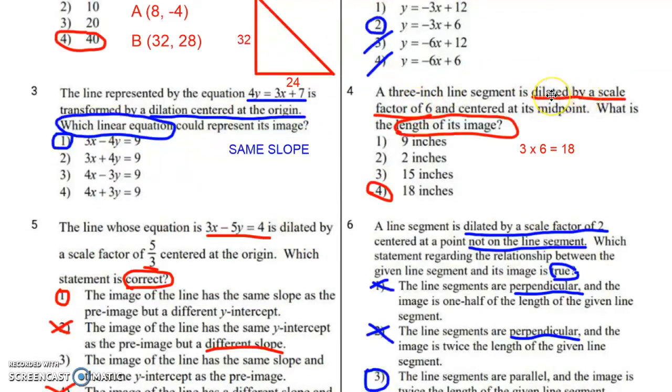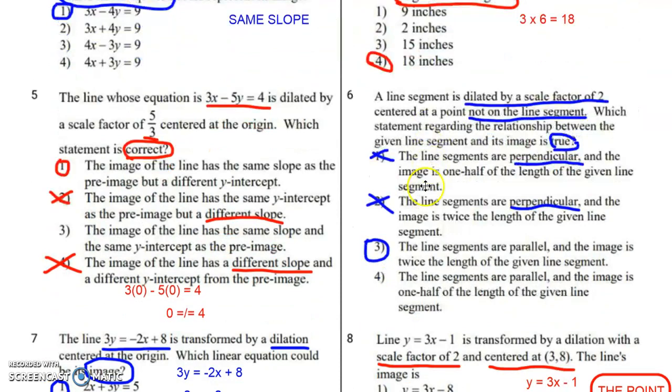This one, it tells us the dilation is by a scale factor of 6, and it also tells us that the dilation is centered at the midpoint of the segment, which means the segment doesn't move, the position doesn't change. The length of the image should just be the original distance times the scale factor. That should give us 18.